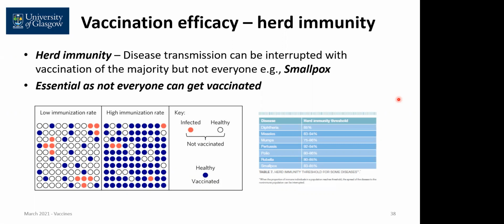So the idea of herd immunity is that disease transmission can be interrupted with vaccination of the majority, but not everyone. And a great example is smallpox. So smallpox, as we've said earlier on in the session, was essentially the first disease that Edward Jenner vaccinated against by using the cowpox virus.